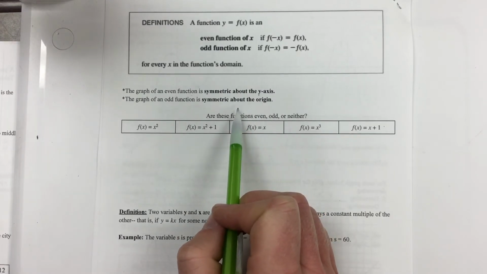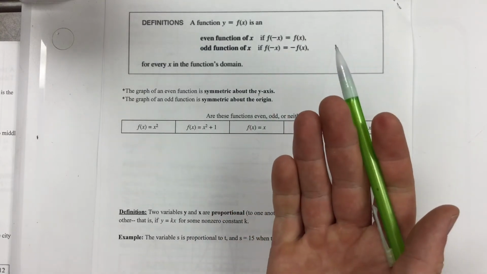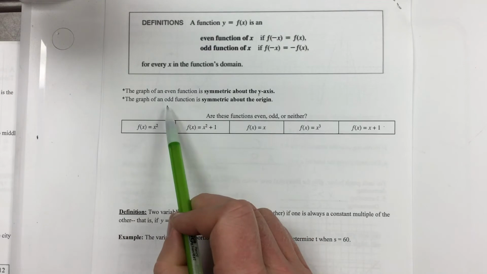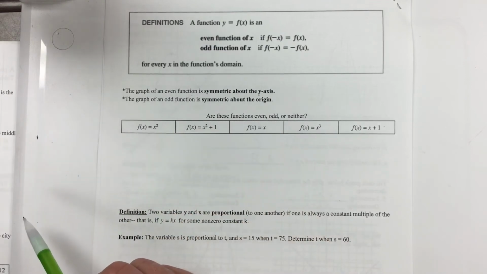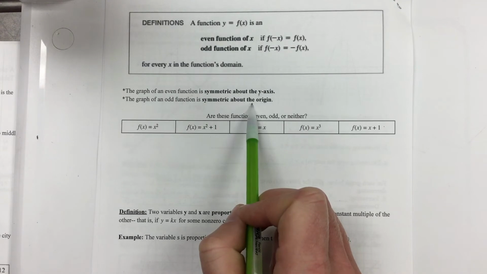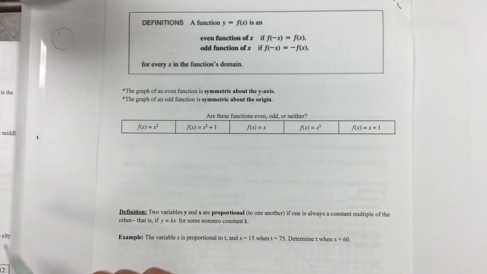So when you reflect about the y-axis, it's going to be mirrored across the y-axis, whereas if you have an odd one, it's going to be mirrored across the origin. When it's across the origin, it's not only flipped, but it's also upside down. When it's across the y-axis, it's just flipped to the other side.